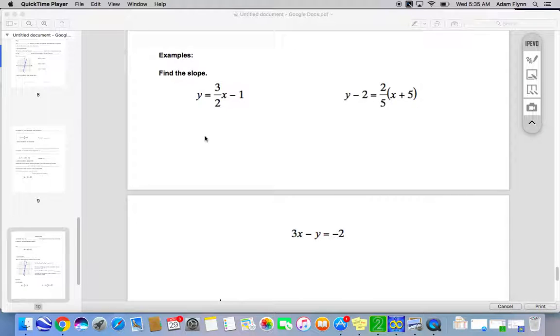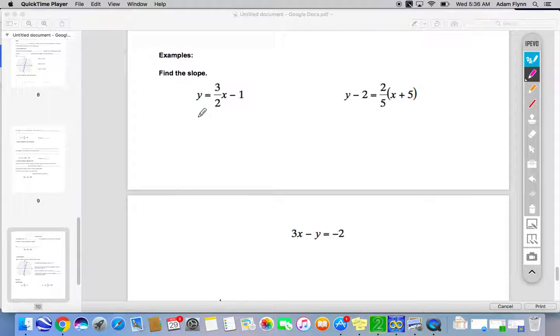This is the A2 example video for slope. Okay, so let's take a look at some examples. So here we have an equation, a linear equation, in y equals mx plus b form. Okay, so we know when we have an equation in this form, this is called slope-intercept.